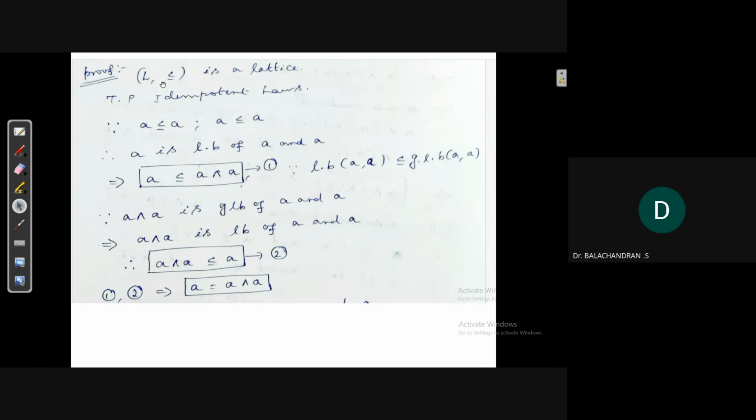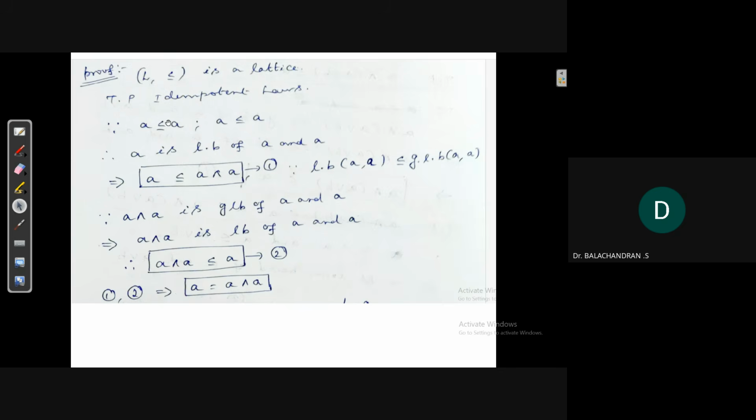Let L, less than or equal to, be a lattice, that is given. The statement to prove is the idempotent law. So what is the idempotent law? A equals A and A. Instead of proving this directly, I am going to prove 1: A is less than or equal to A and A, and similarly the other way, 2: A and A is less than or equal to A. From 1 and 2, I am going to prove this.